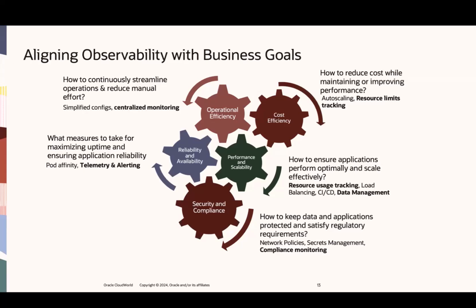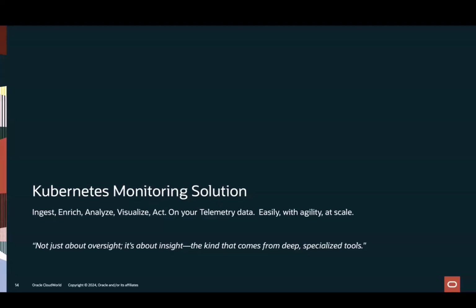Some of these levers or some of these gears might be bigger than the others, depending upon what the priorities of the business are. And that's what the essential question here is, that how do we ensure, with a single pane of glass view or a single solution, that the monitoring solution can tweak or align with your business requirement. And that's where we bring in the Kubernetes monitoring solution, where you can ingest, enrich, analyze, visualize, and act on your telemetry data easily with agility at scale.